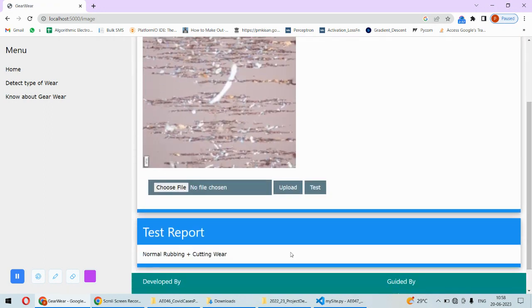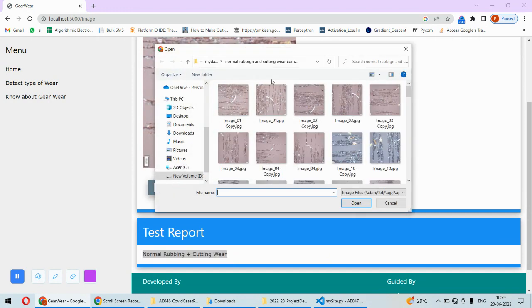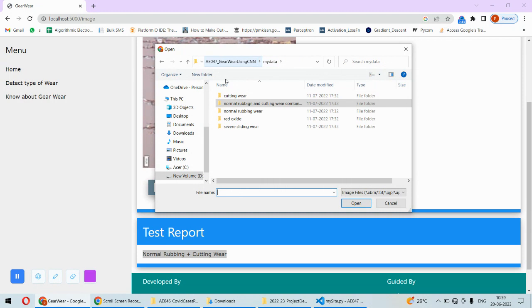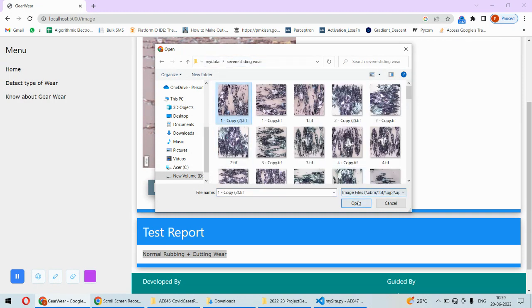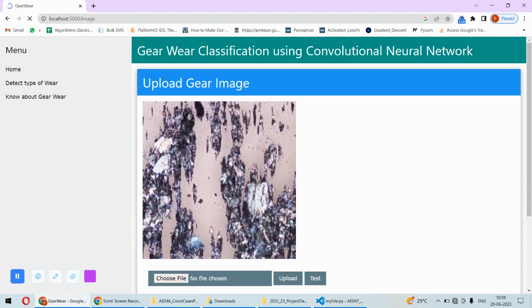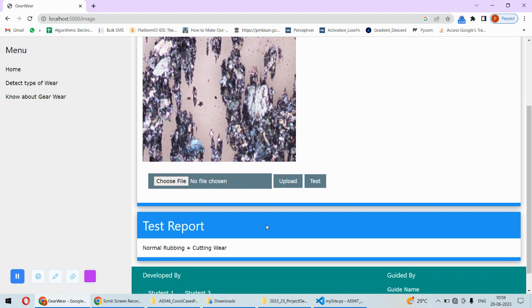After testing, this is the normal rubbing plus cutting wear we can say. This is how it is, the same sample. And now let's talk about this sliding wear. If I apply this sample, then upload and test, again it shows normal rubbing plus cutting wear. Sometimes the accuracy is around 100% or more than 90%. So out of 100, 10 samples will be predicted incorrectly and 90% samples will be predicted correctly. So that's the thing about this one.